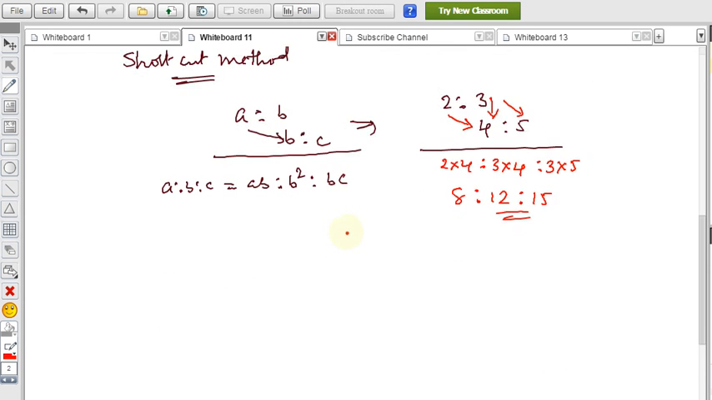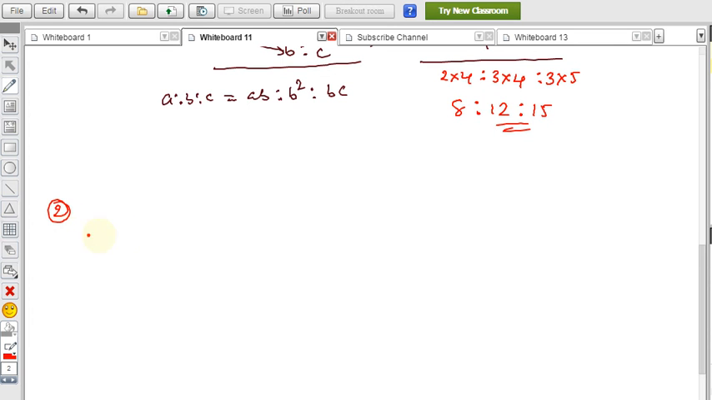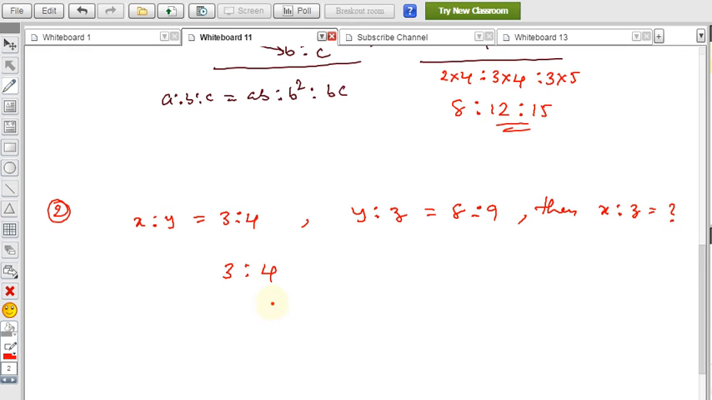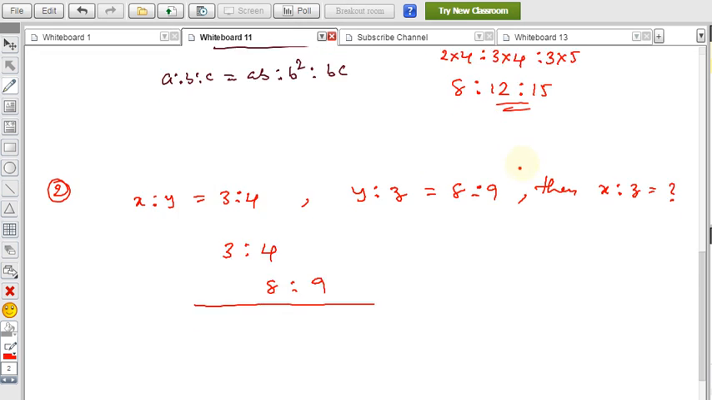Next we will see one more similar question. Let me explain another one. X is to Y is equal to 3 is to 4, Y is to Z is equal to, for example, 8 is to 9. Then they're asking x is to z is equal to dash. Y is the common, so we need to find x is to y is to z. Apply our shortcut method: 3 is to 4 and 8 is to 9.